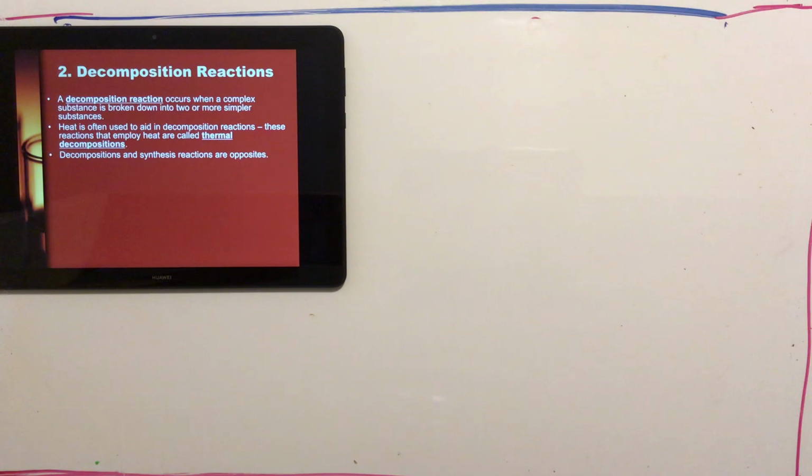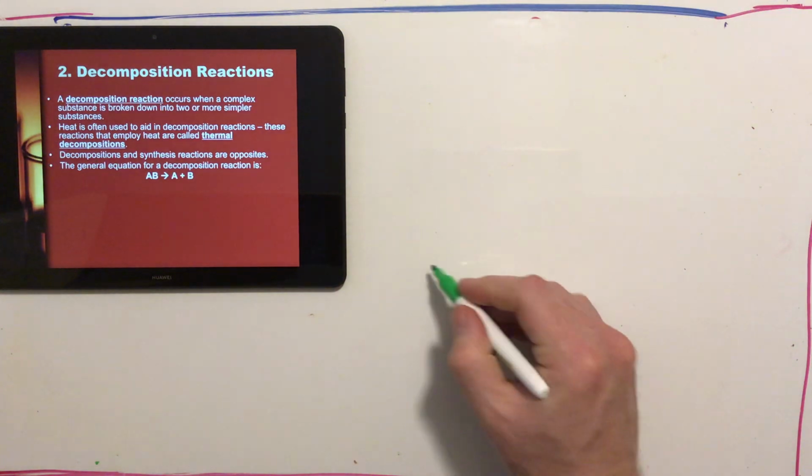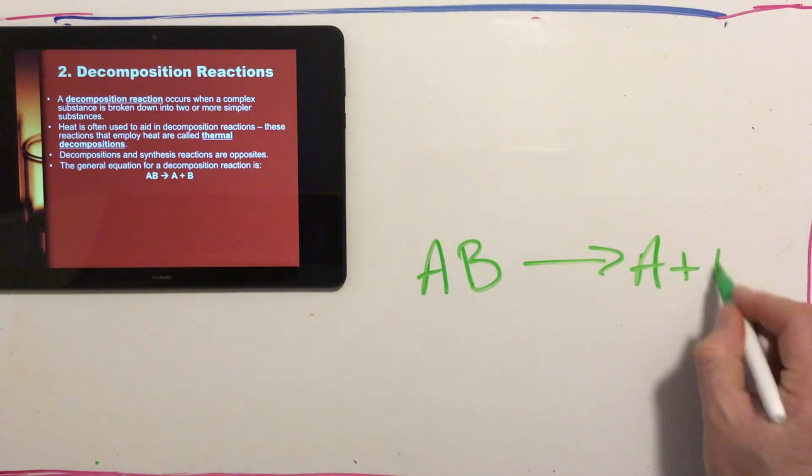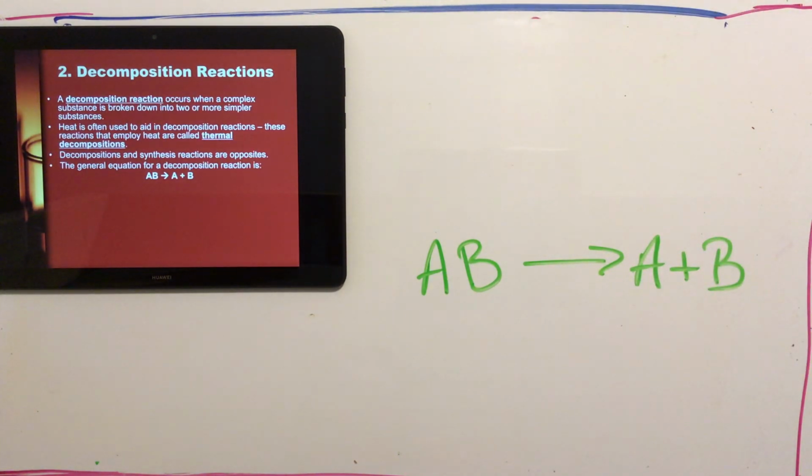Decomposition and synthesis, like we just mentioned, are total opposites, right? Synthesis makes, decomps break, right? So here's our general equation, right? AB gets broken apart into A and B, right?